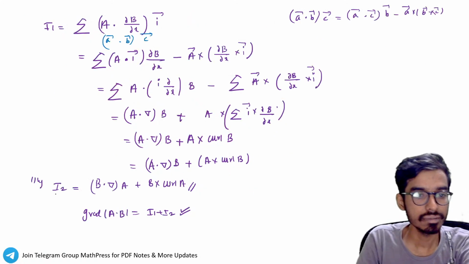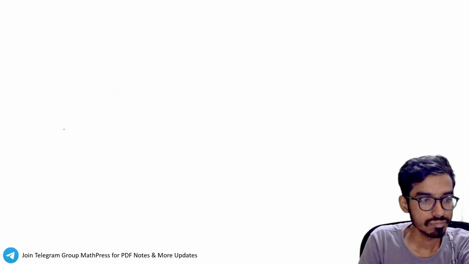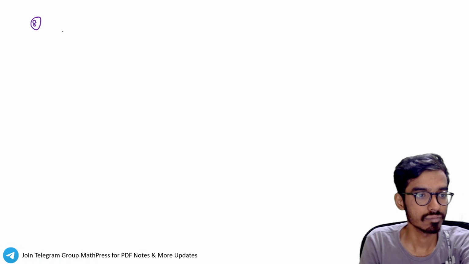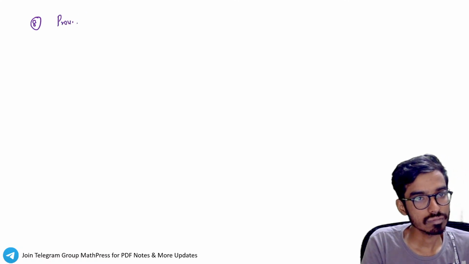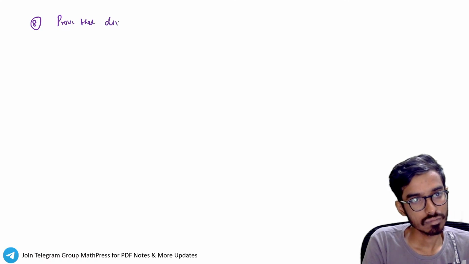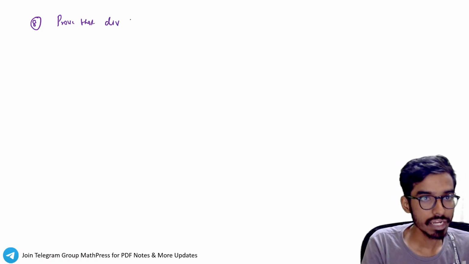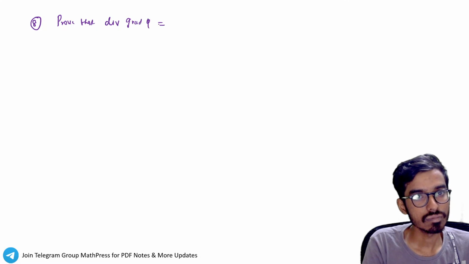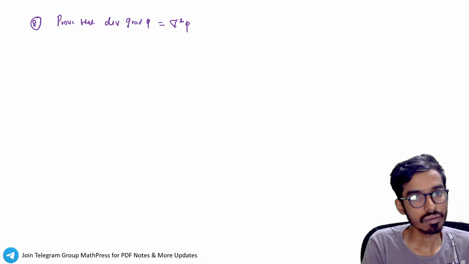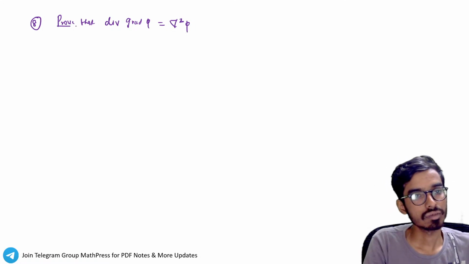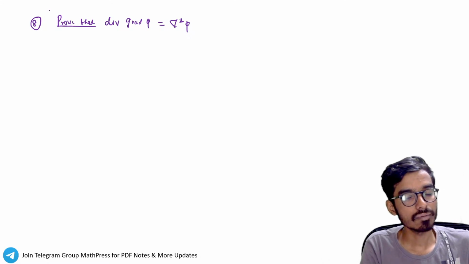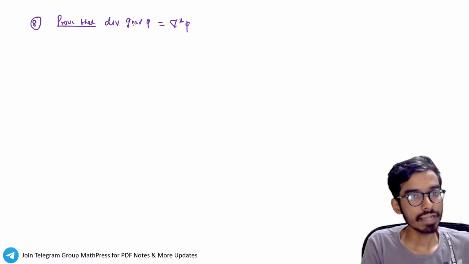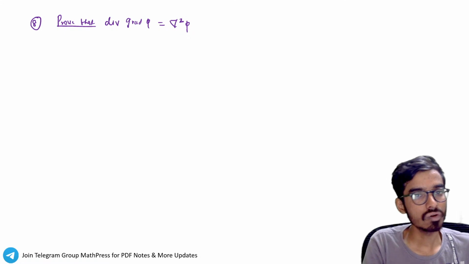So we want the eighth. Prove that divergence of grad phi is equal to del square phi. Whenever you see phi, you think of it as a scalar point function, right? So we need to find divergence of grad phi and it's equal to del square phi.